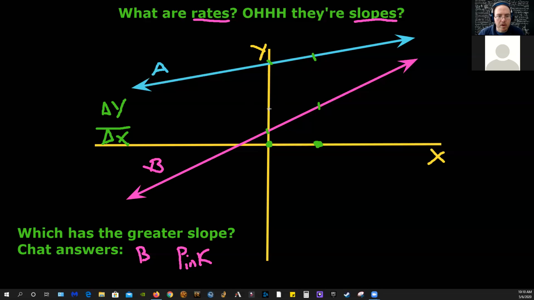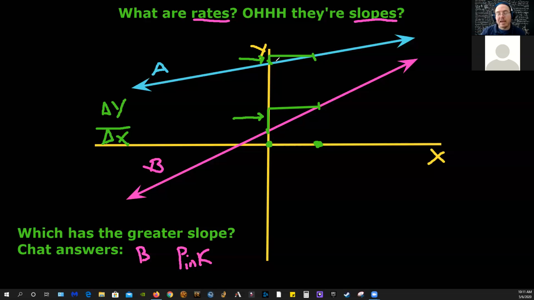Look how much the pink line increases versus the blue line. You'll notice just by looking at these change in Y's that the pink line is going up by a lot and the blue line is only going up by a little. So that's how you compare them visually.